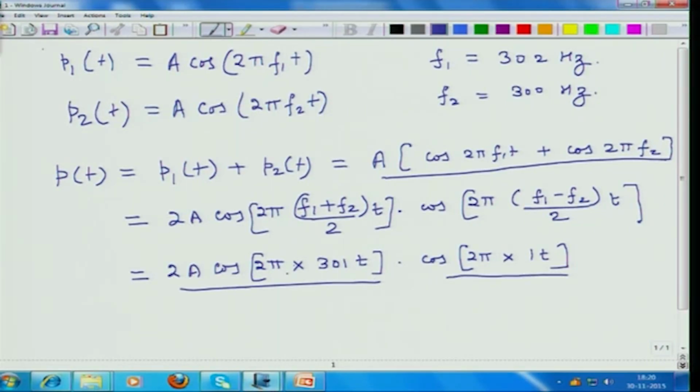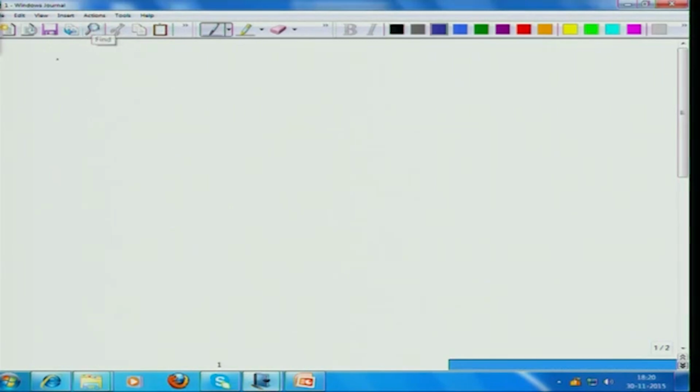The first cosine function is cosine of 2 pi times 301t, and the second cosine function is cosine of 2 pi times 1t. So I will just rewrite it. P(t) equals 2a cosine of 2 pi times 301t times cosine of 2 pi times t.